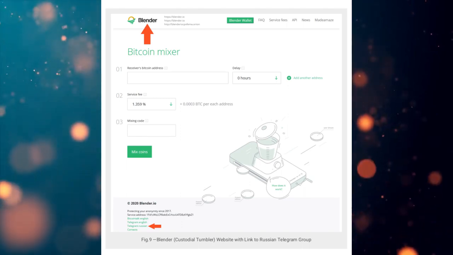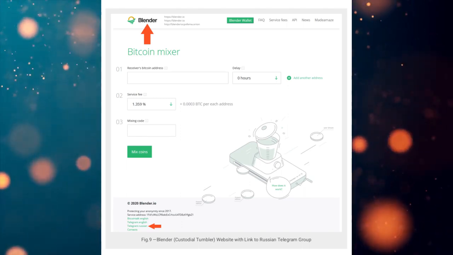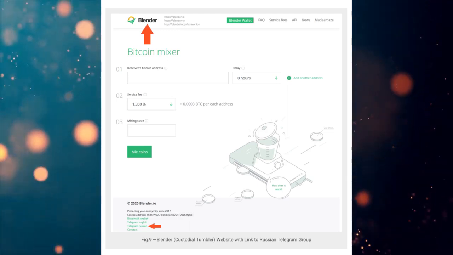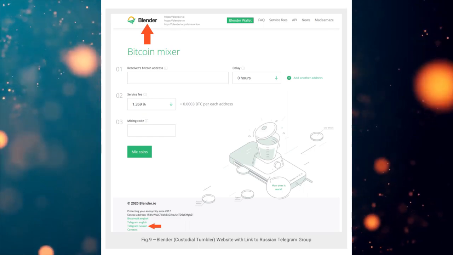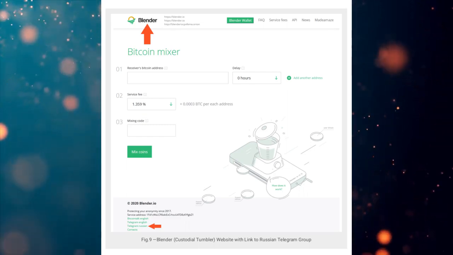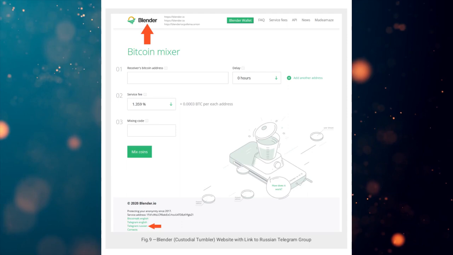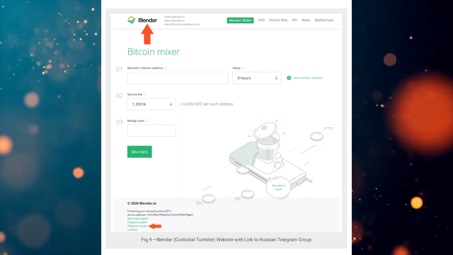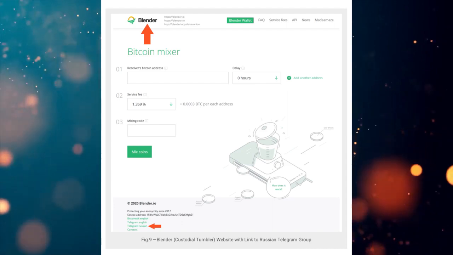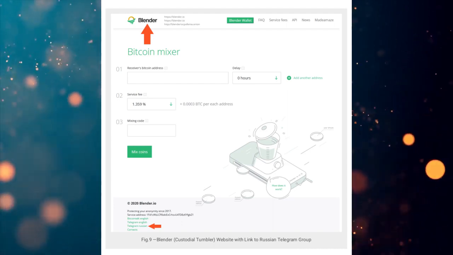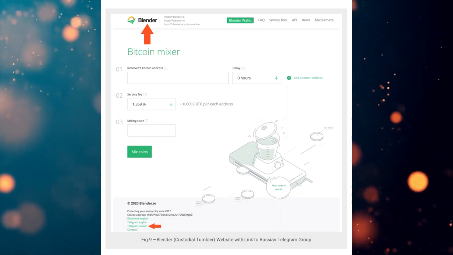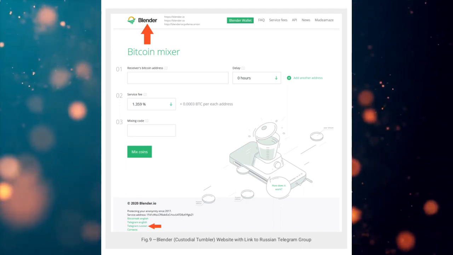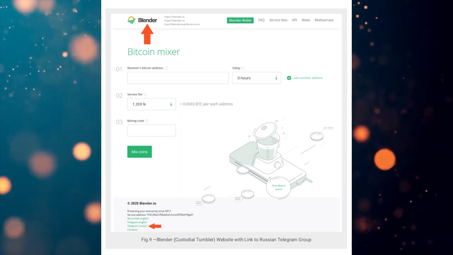Blender is another custodial tumbler similar to Chipmixer that's got a fairly decent Russian presence, and that's how we found it. We found their Telegram. We found some addresses that they had posted, and we were able to confirm that the fingerprint of those publicly displayed addresses was the same as what we were seeing in figure 8.